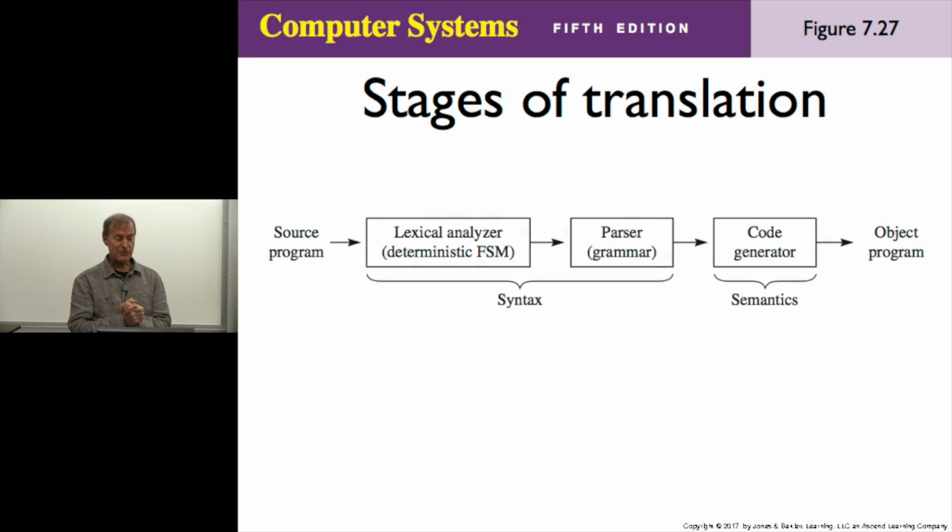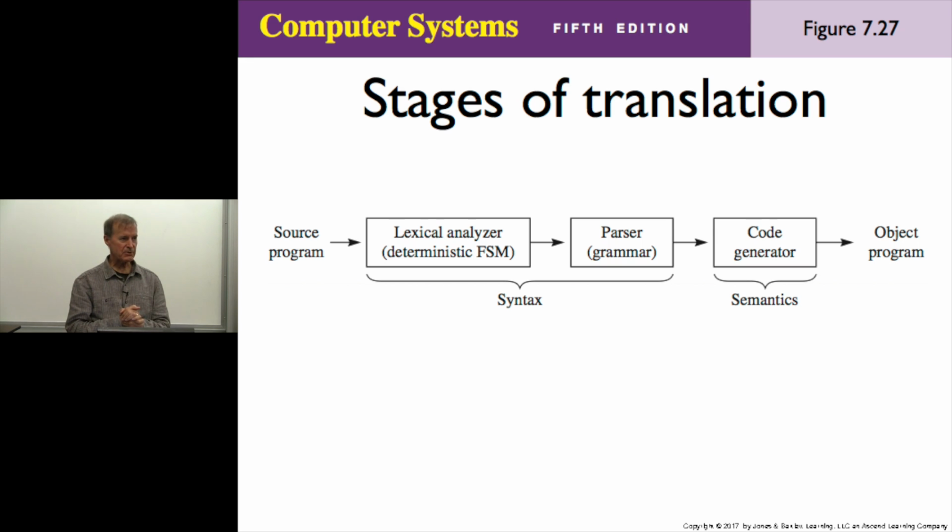Now, in preparation for that, figure 7.27 is a diagram of the stages of translation for a typical translator. And remember, there are 3 stages. There's the lexical analyzer, which is based on this deterministic finite state machine that you just did. And the second phase is going to be the parser. And in most HOL6 languages, the parser is based on a grammar. All right? And then the third phase is code generation.